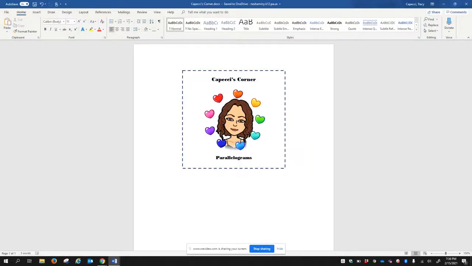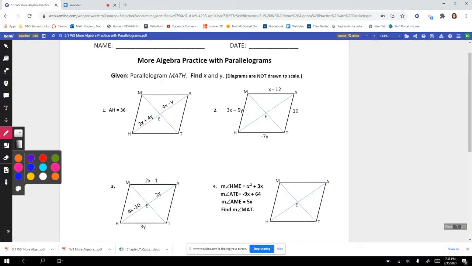Today on Capechi's Corner, we're going to look at parallelograms. We're going to look at our second day of parallelograms today. We learned the basics the other day, so now we're going to move forward with some more algebra.